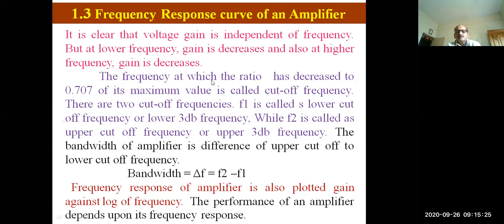Cutoff frequency is nothing but the frequency at which the voltage gain has decreased to 0.707 of its maximum value, and it is called a cutoff frequency. And from this cutoff frequency we can calculate the bandwidth, and therefore the performance of the amplifier. That is why we have to study the frequency response curve.